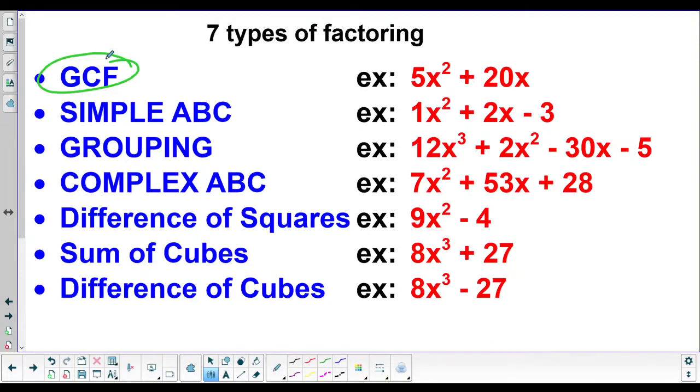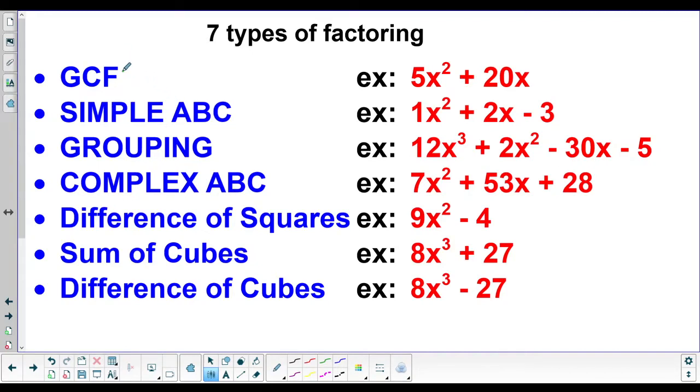You have to look at the problem and see if they have any variables in common. So x in every single term, or if the numbers have a common factor. In this case, it's 5, because 5 goes into 5 and 20. So you want to look at that first for every single problem. Even if you're doing one of these other types of factoring, you could have to do GCF factoring first because there can be a GCF in anything.